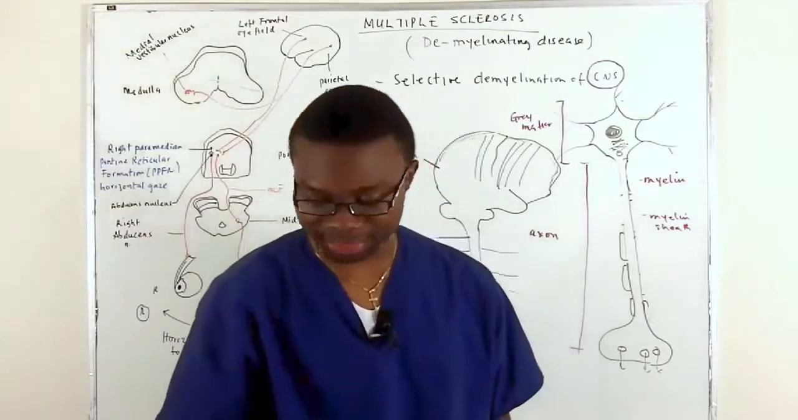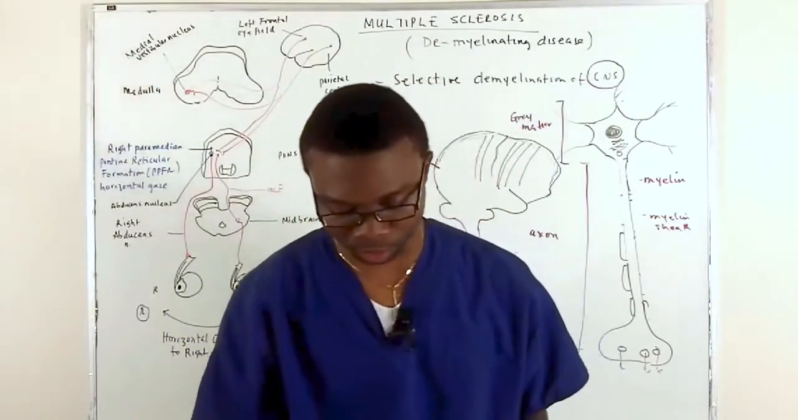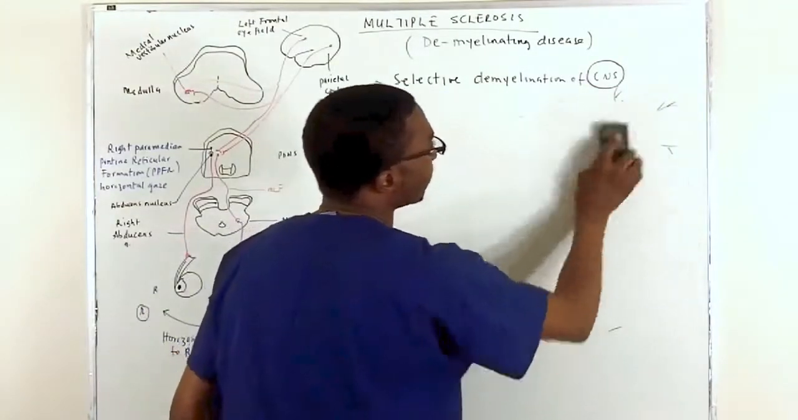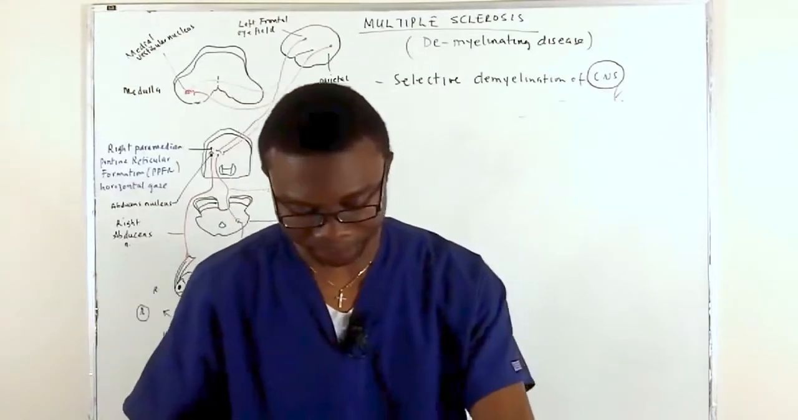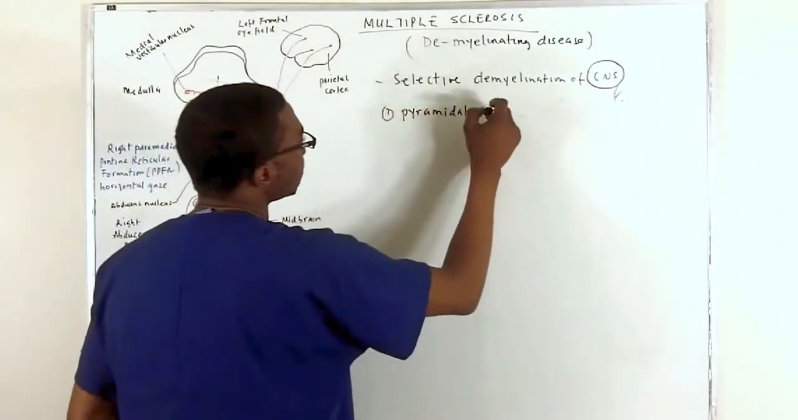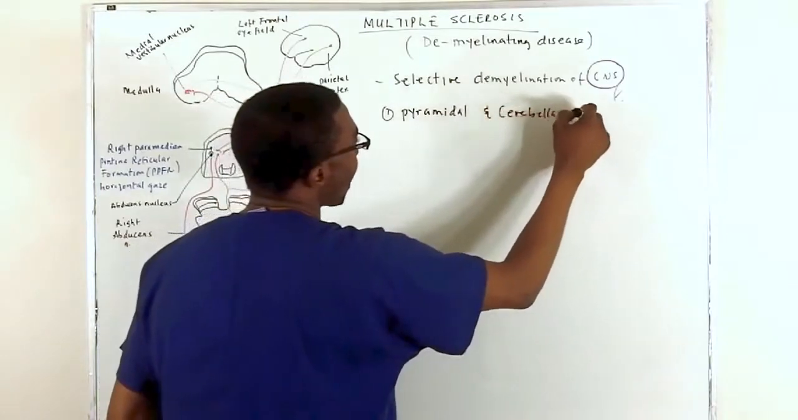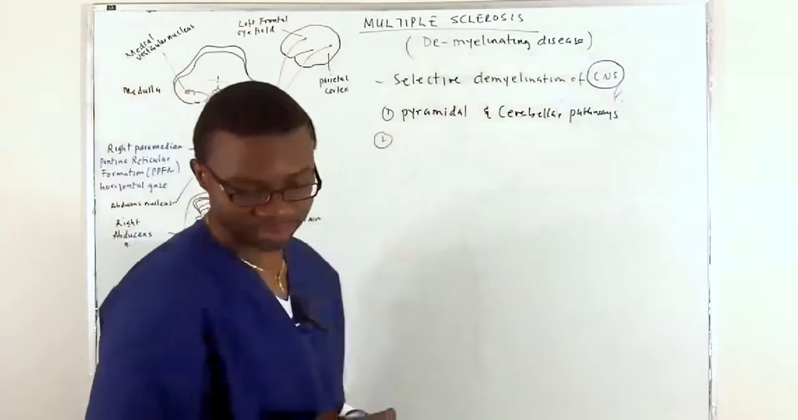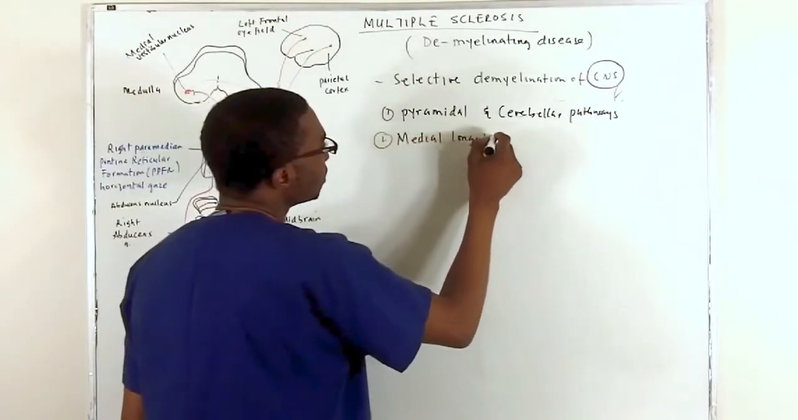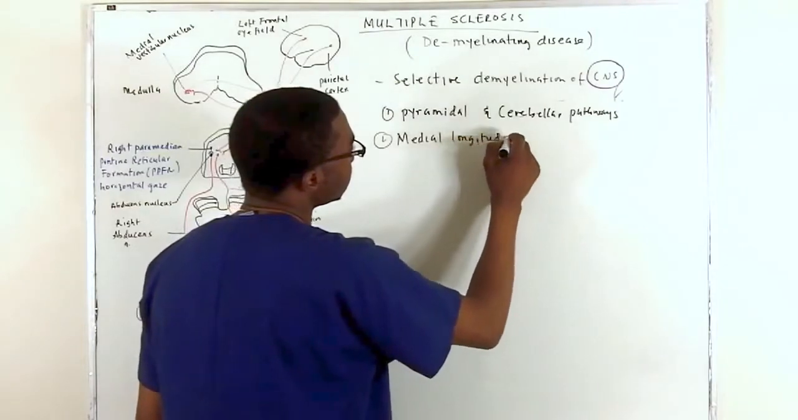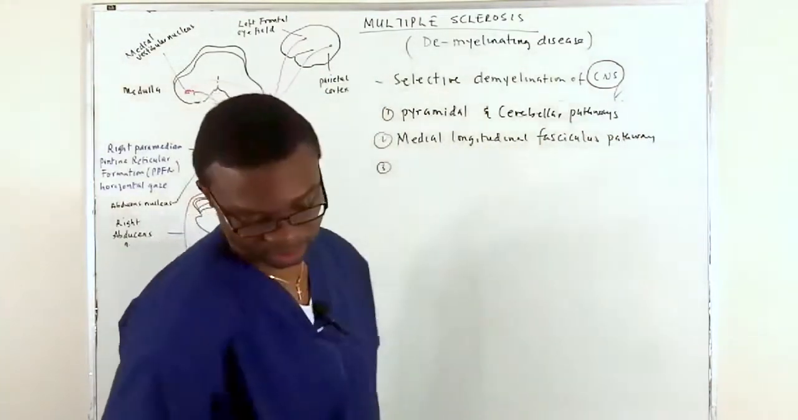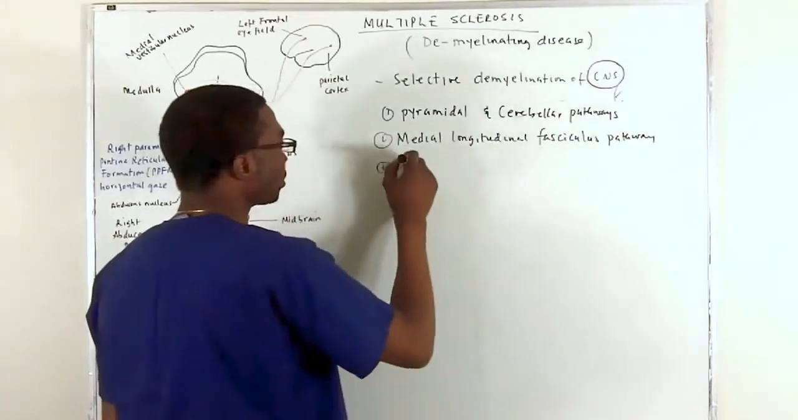Now, there are common tracts that are actually affected when patients have multiple sclerosis. We're going to talk about some of them. Some of the tracts that are affected are the pyramidal and cerebellar pathways. Another pathway that's affected is the medial longitudinal fasciculus pathway. And last but not least are the optic nerve and the posterior column.